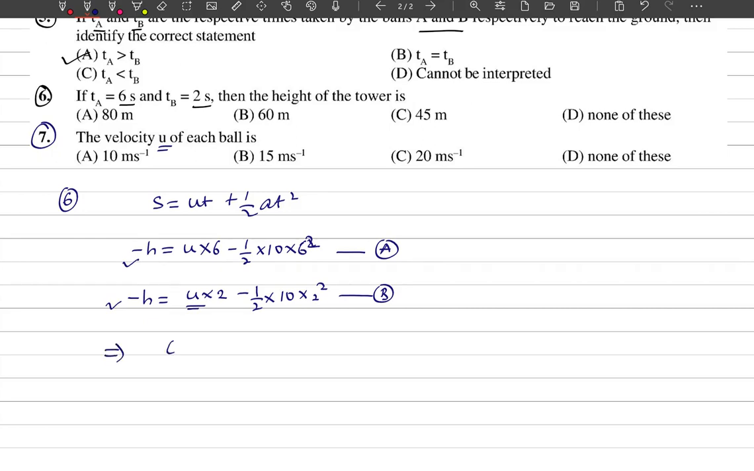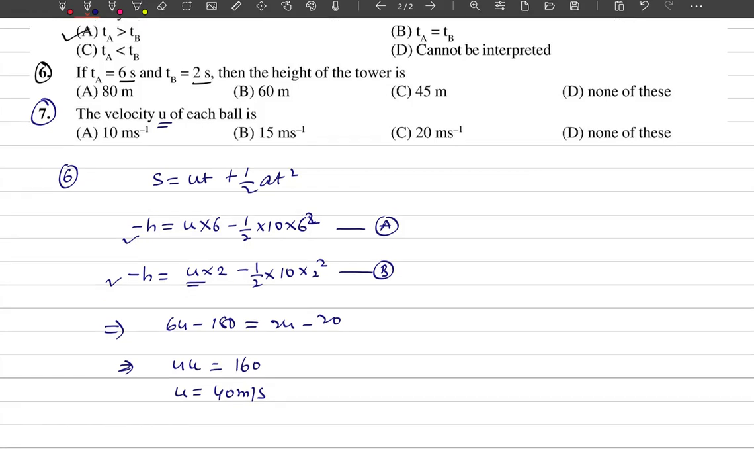So solve this. 6u minus 180 equals 2u minus 20. So 4u equals 160 हो जाएगा. u equals 40 meter per second. Okay. Did a little mistake in B. B is thrown downward now, so velocity will be negative in B.